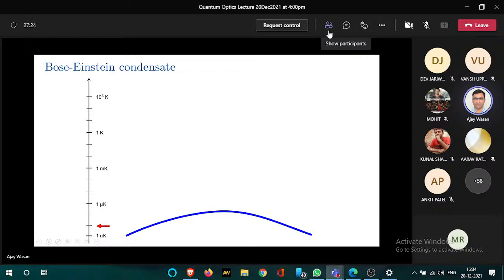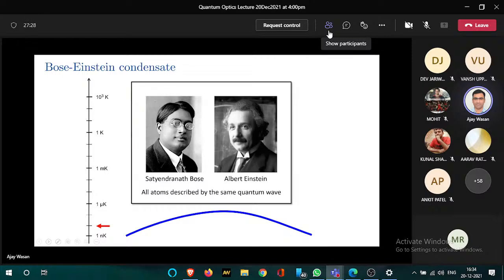Because initially I'm trying to make my lecture as simple and smooth as possible, so you people should understand. So this is what was discussed by Bose and Einstein. Atoms are described by the same quantum wave. So all the atoms go to the lowest state of the system. Let us say one system is there. Suppose I say this is a bucket, they all reach here. But this is not a bucket.